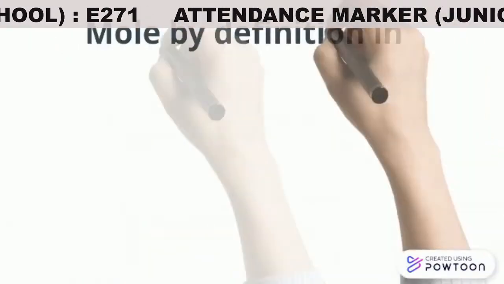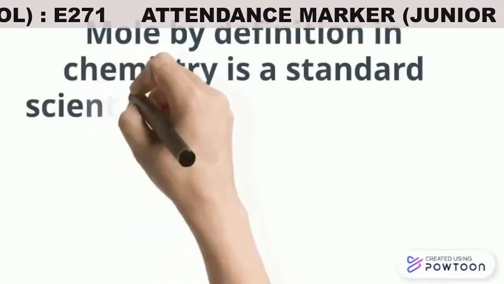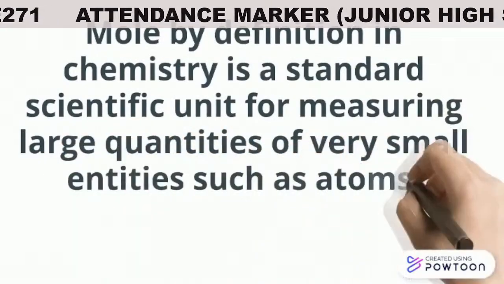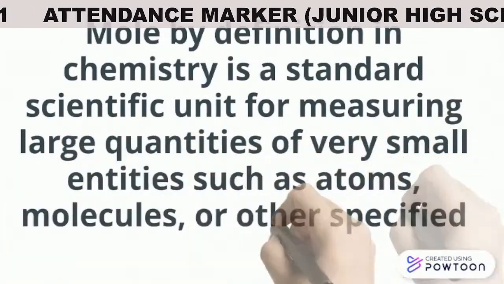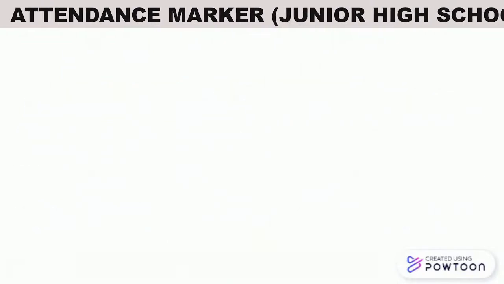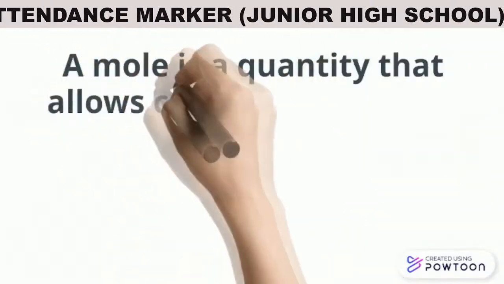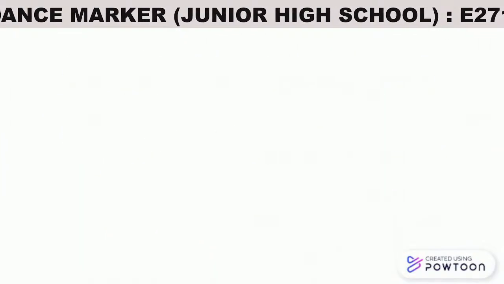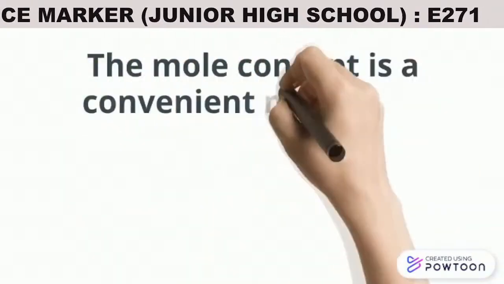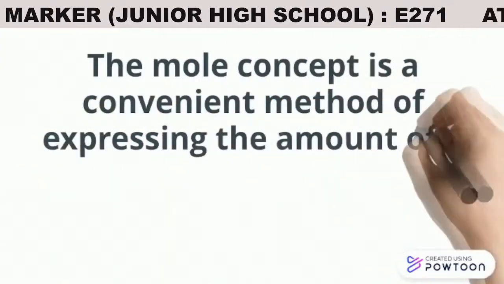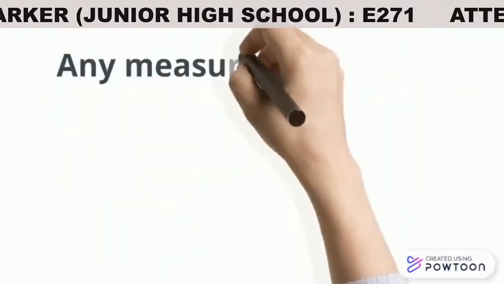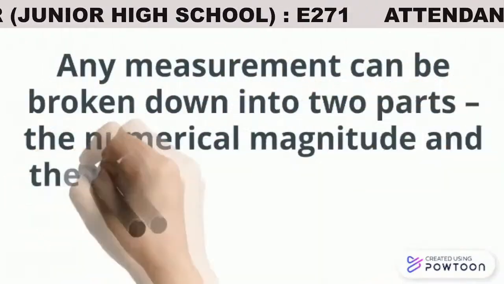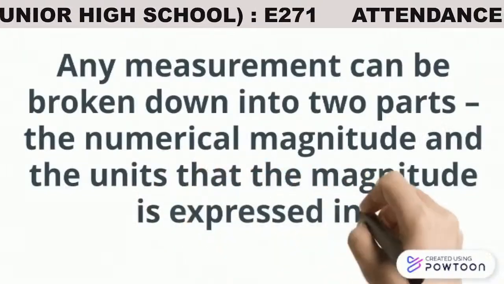Mole, by definition in chemistry, is a standard scientific unit for measuring large quantities of very small entities such as atoms, molecules, or other specified particles. A mole is a quantity that allows chemists to convert from the atomic scale to the macroscopic scale. The mole concept is a convenient method of expressing the amount of a substance. Any measurement can be broken down into two parts: the numerical magnitude and the units that the magnitude is expressed in.